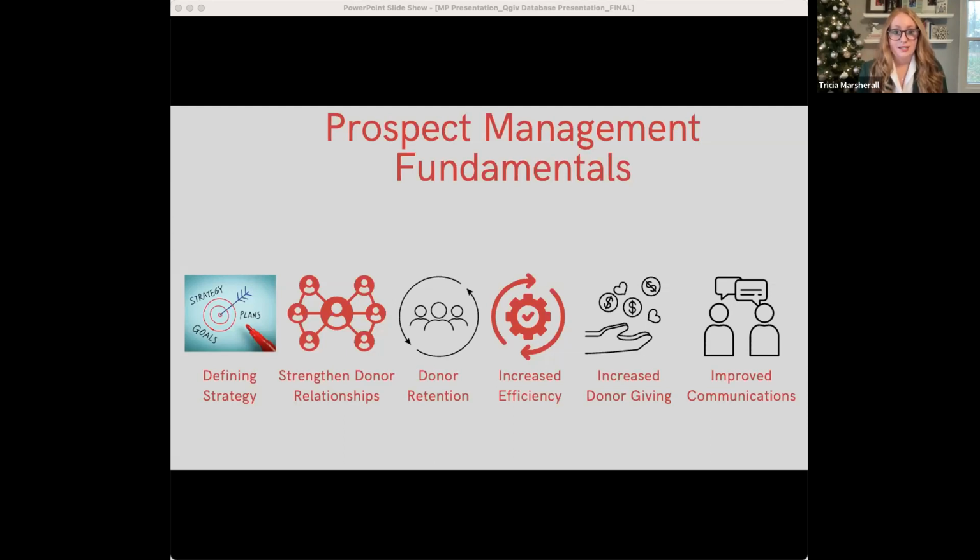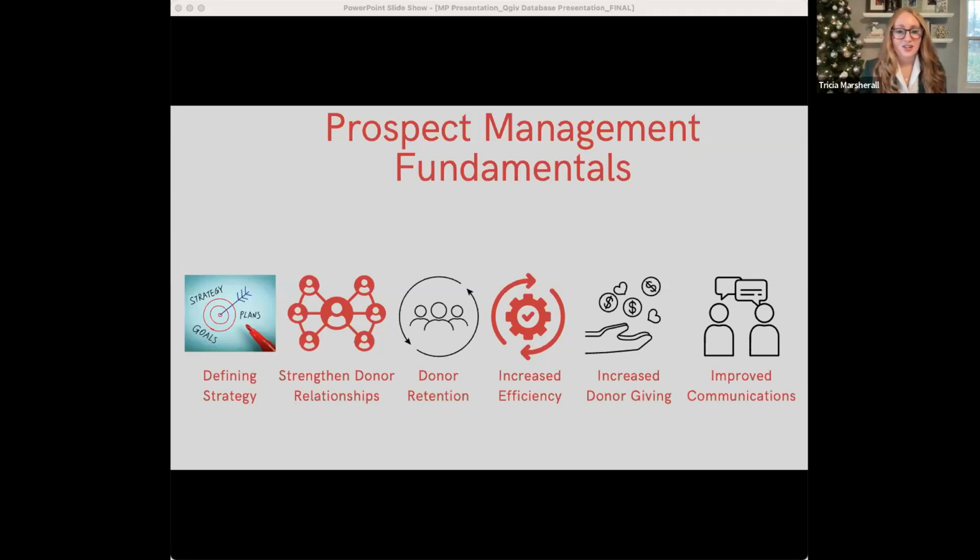Having a sound prospect management strategy in place can also help increase donor retention. So you are approaching it with advanced knowledge and really intentional, rather than being reactive to where your donors are in terms of their giving. So it helps you understand where each of your prospects or donors are in that donor life cycle. So are they in that identification, qualification, cultivation, solicitation, or stewardship phase? And what next steps need to happen in order to move them through that cycle?